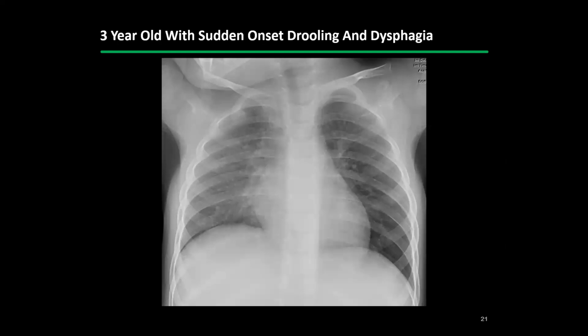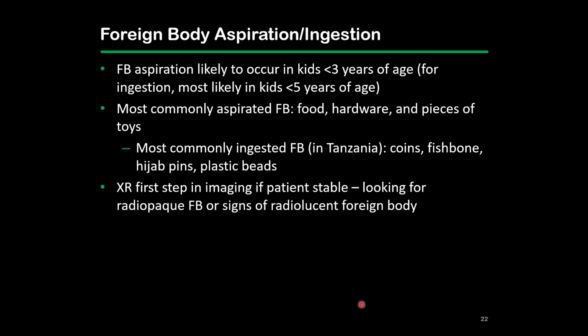This is a different child who had sudden onset drooling and dysphagia. Looking at the lungs, you may not see an opacity initially, but as you compare the lungs back and forth, this one looks a little bit more expanded and lucent compared to this one. In younger children, foreign body aspiration or ingestion is a concern. They're more likely to aspirate if they're under 3, and if they're under 5, they're more likely to have an ingestion.